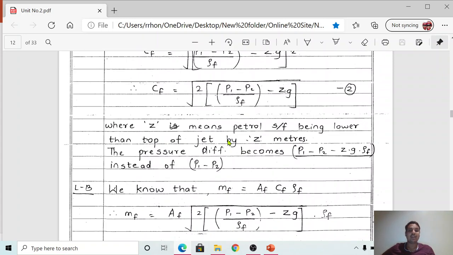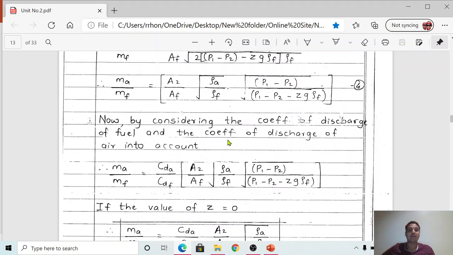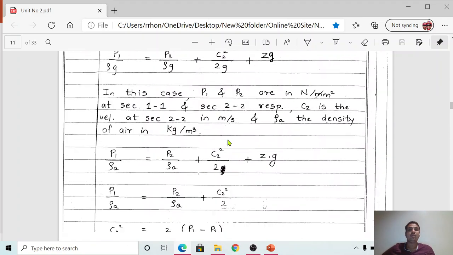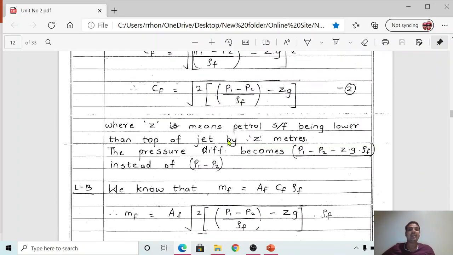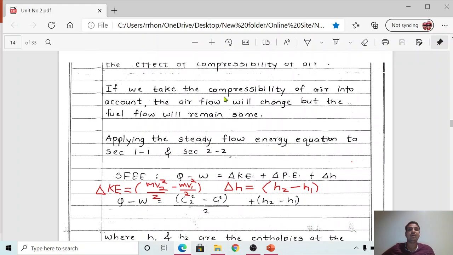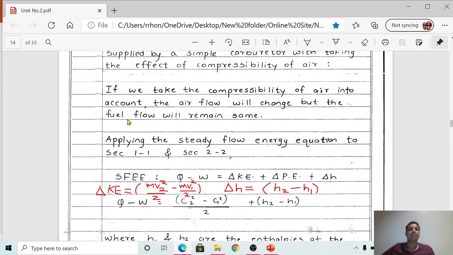That's why this statement is again very important: we are going to calculate the expression for the air and not for the fuel. The equation for the fuel flow will remain the same. There is no need to calculate it once again. So this is again a very important statement.